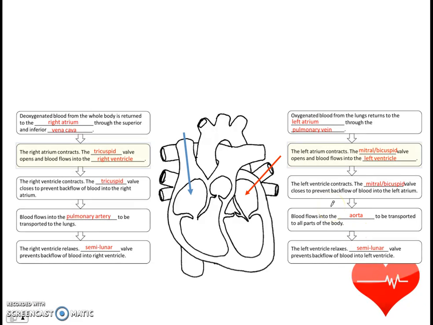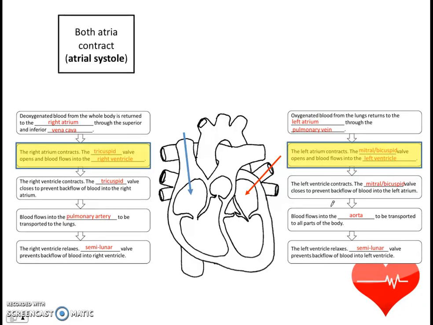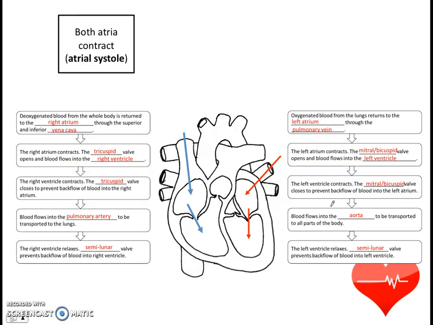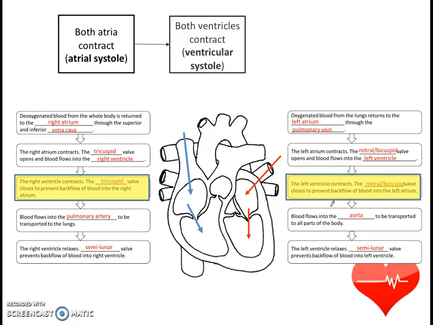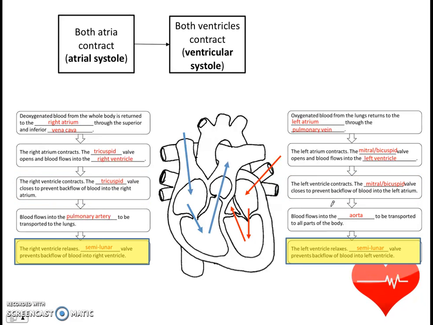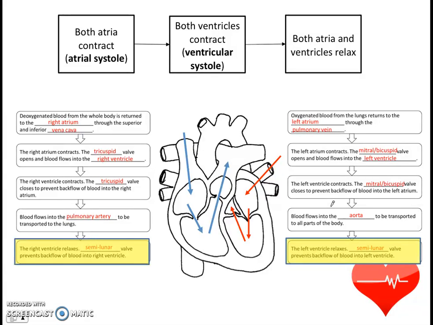So we saw, for example, how both atria contract together at the same time in what is called atrial systole. Then we saw how both ventricles contract together in what is called the ventricular systole. And then we saw how both ventricles relax together. This is called diastole, as we shall see. So in the rest of this video, we're going to talk about this cycle of events called the cardiac cycle.